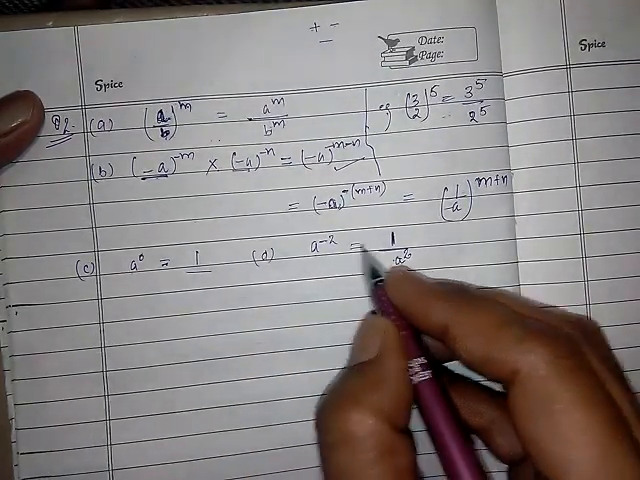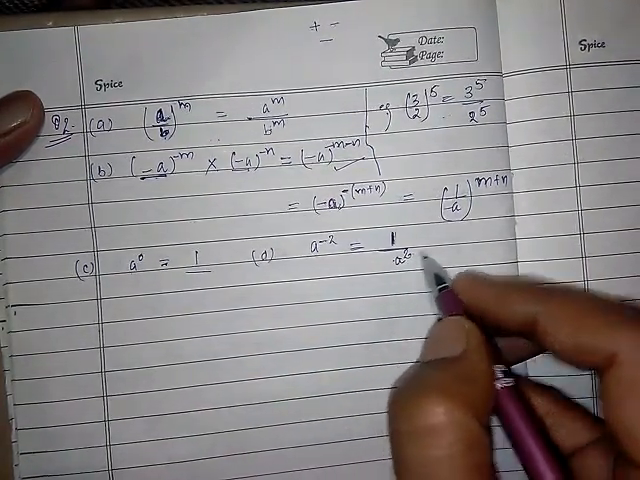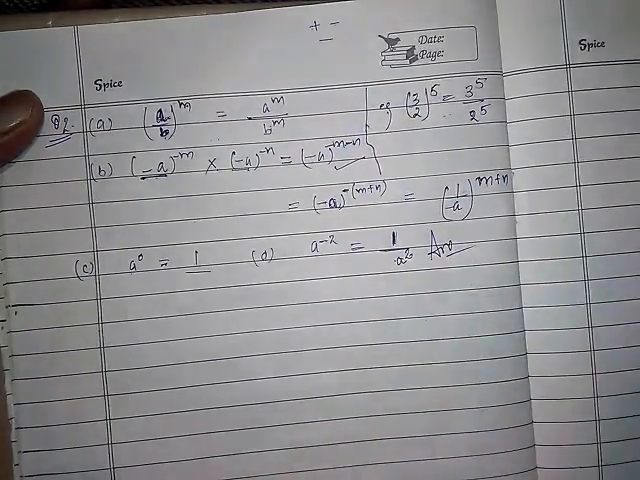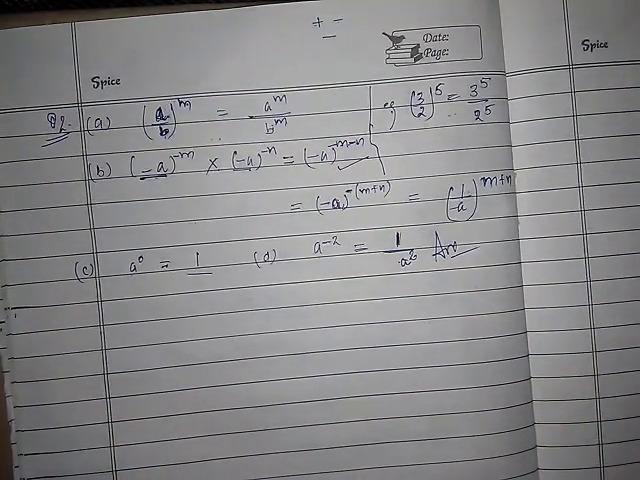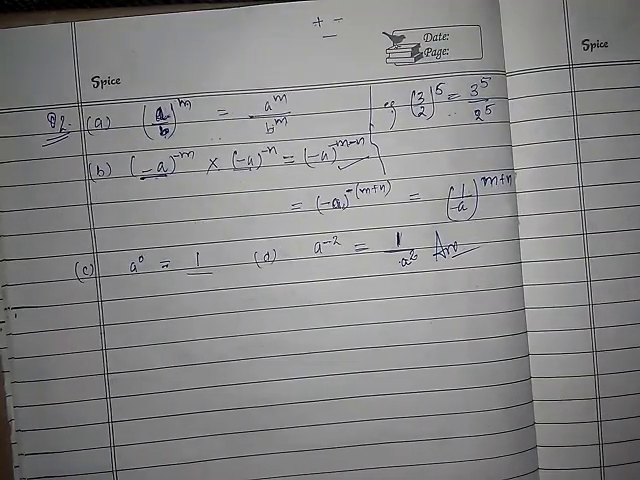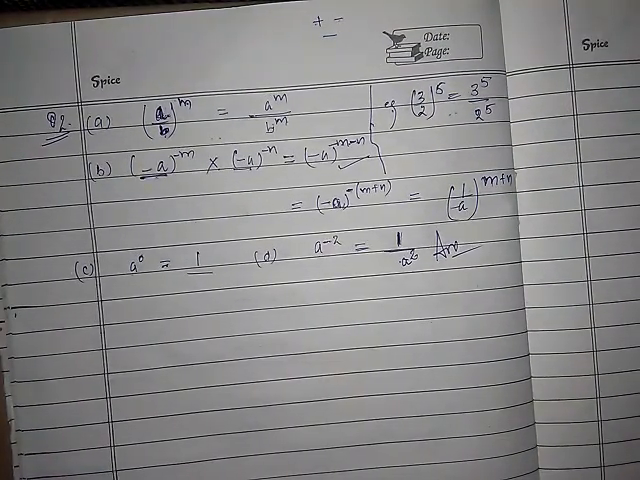So a raised to the power minus 2 can be written as 1 upon a raised to the power 2. So this will be your answer. Clear? So this is all about question number 2, that is filling the missing entries. Then come to the third question, that is express the following numbers with positive exponents.